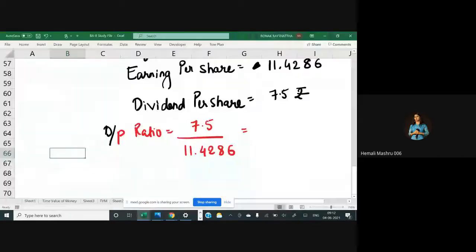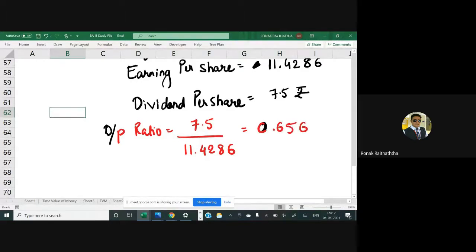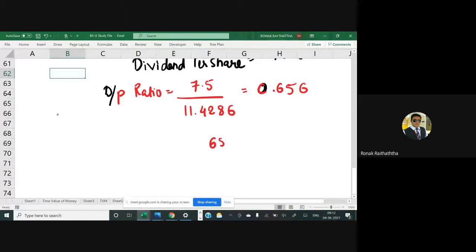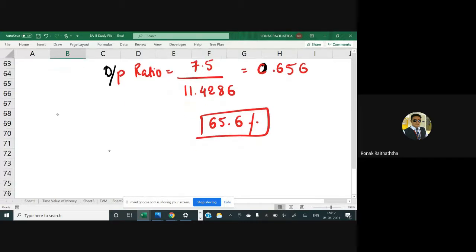0.656. Okay, so it can also be written like 65.6% you are making as the dividend payout ratio, and the rest, 1 minus dividend payout ratio, is the retention ratio. So retention ratio equal to 1 minus DP ratio.